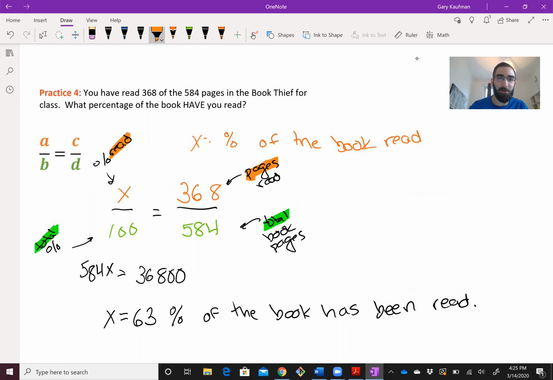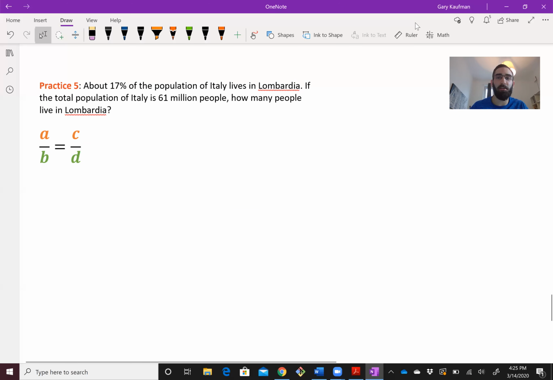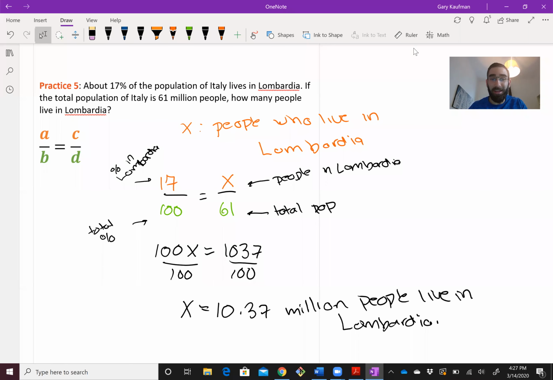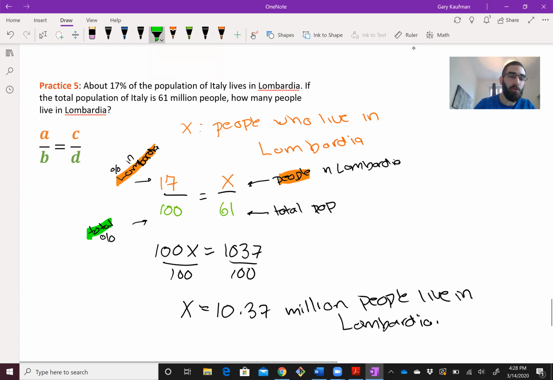All right, last question. Give it a shot. So here's the final one. Again, I want to keep showing you matching. It's the percent in Lombardia. It's the people in Lombardia. Then we go into the denominator, and it's the total percentage, and it's the total population. So it's all matching up. So there ends up being about 10.37 million people who live in Lombardia.